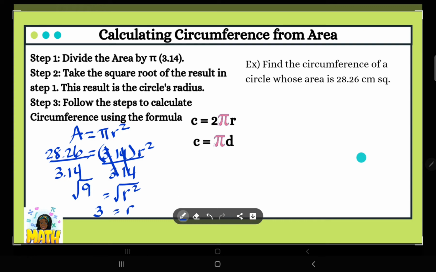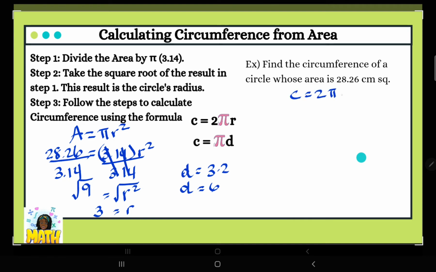So this will allow me to use the formula c equals 2 pi r. If you wanted to use c equals pi d, then you just need to take your radius and multiply it by 2. So 3 times 2 would give me my diameter of 6, and that will allow you to use c equals pi d. I'm going to go ahead and use c equals 2 pi r for this example.